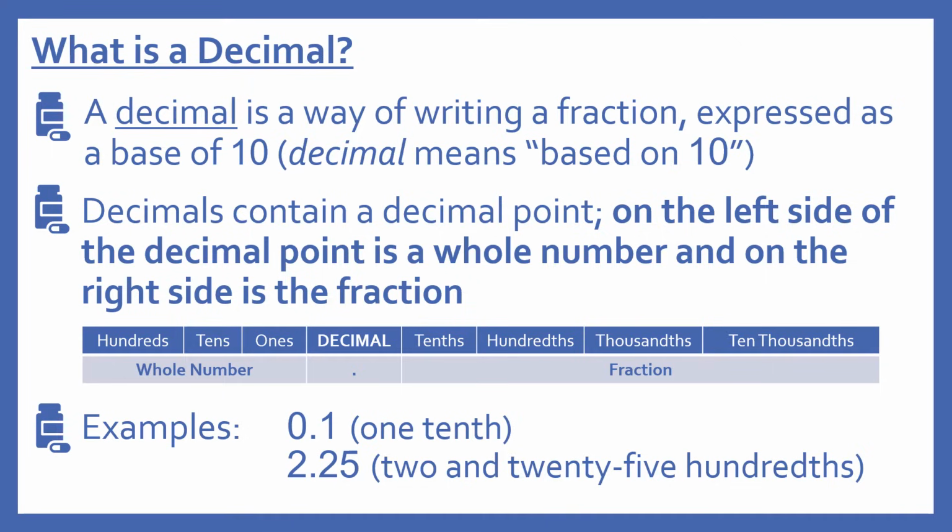So I have a little chart here. You can see the decimal there. On the left, you have the whole number. This will be the hundreds, tens, and ones places. And then on the right of the decimal, that's the fraction portion. So that would be tenths, hundredths, thousandths, 10,000ths, and it keeps going. So for example, 0.1, that would be 1/10. 2.25, that is 2 25/100ths.